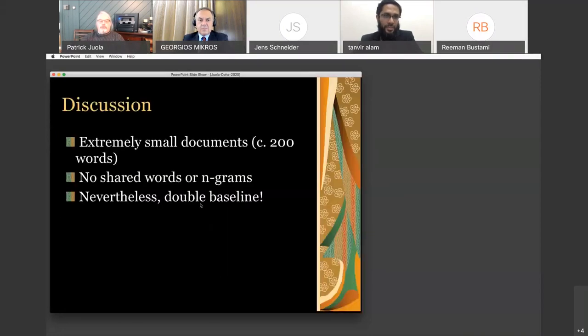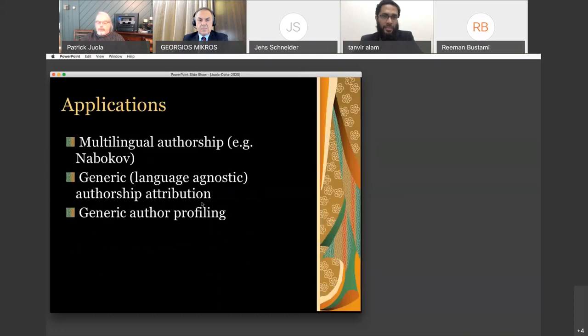So, some of the applications of this: multilingual authorship, such as Nabokov, who wrote in French and English and a whole bunch of other stuff, despite the fact that his native language was Russian. Or it could be used for generic authorship attribution, where if I have an authorship attribution problem in Swahili, I don't have to start from scratch by looking at Swahili documents to figure out if it works. Or similarly, generic author profiling. So rather than need to develop a new model for everything, perhaps this will let us provide a simple way of answering the question from a universal tool.